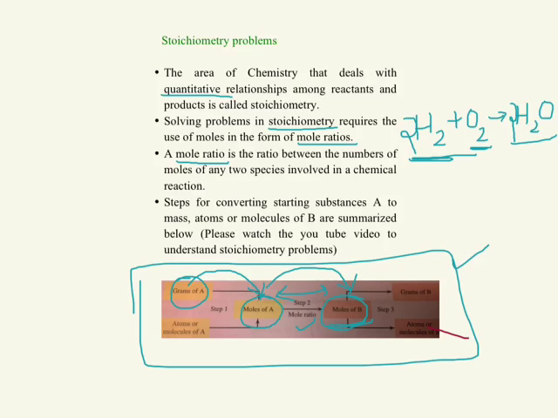Let's say if you are given molecules of A and you want to go to grams of B, you first convert molecules of A to moles of A, then using the mole ratio from the chemical equation, you convert moles of A to moles of B, and then you go from moles of B to grams of B.